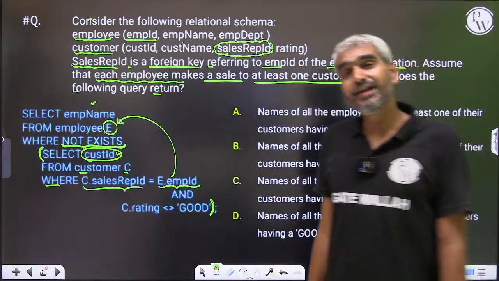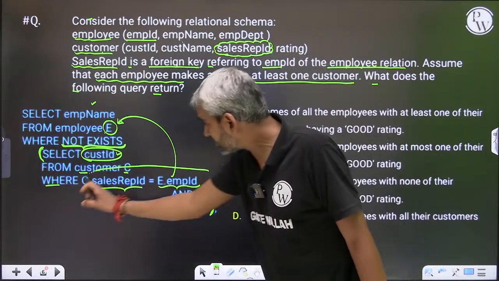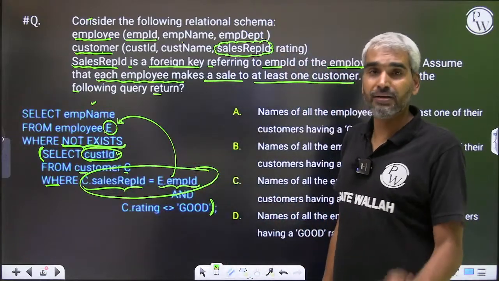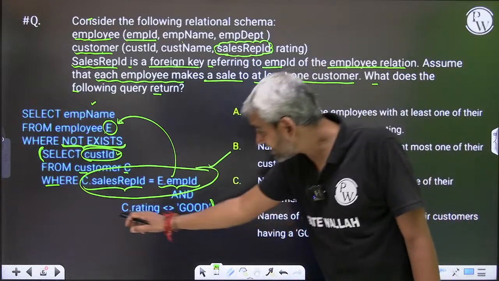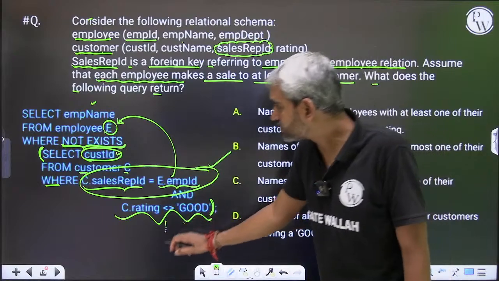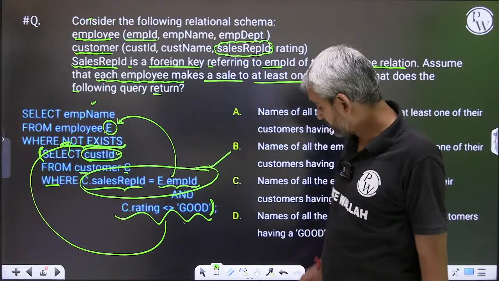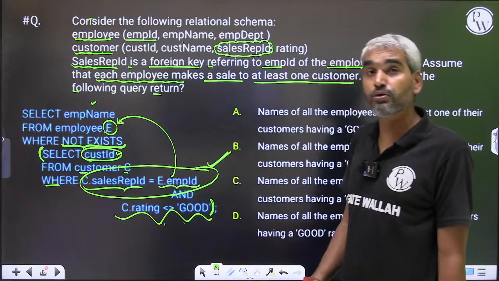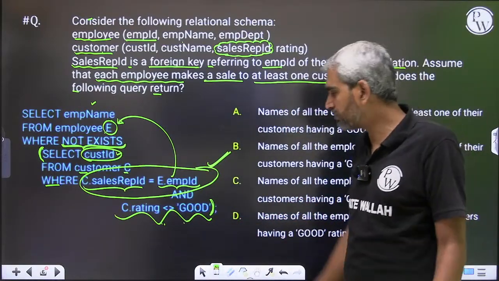So the only condition for the name of the employee to get selected is that in all the tuples of the customer table where the first condition is true, the second one has to be false. If the second one also becomes true, then this not exist will become false and that particular employee will not get selected. So for the name of the employee to get selected, whenever the first condition is true, the second should be false. That is, rating should not be not equals to good.